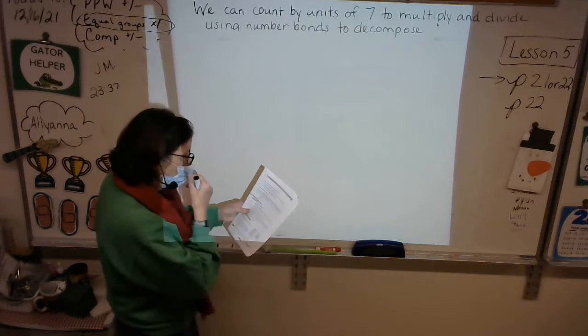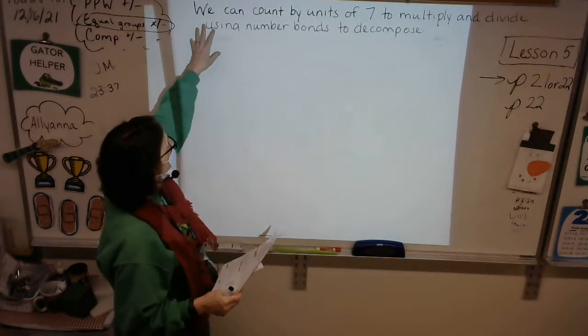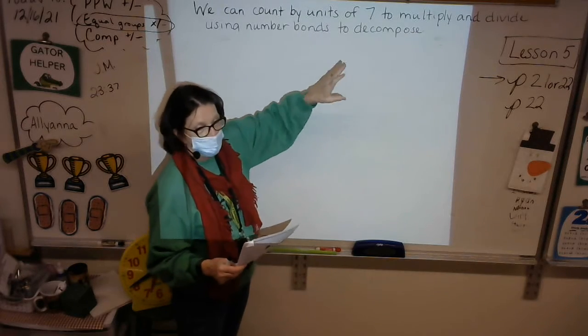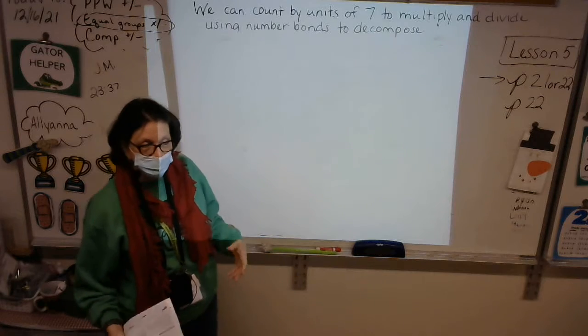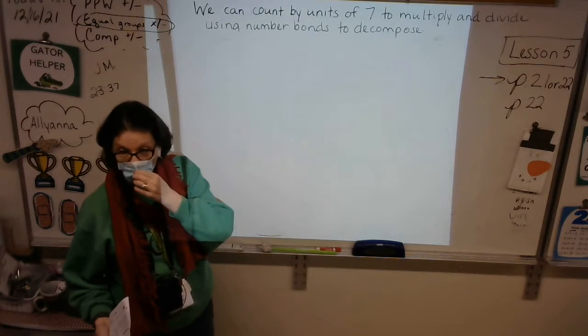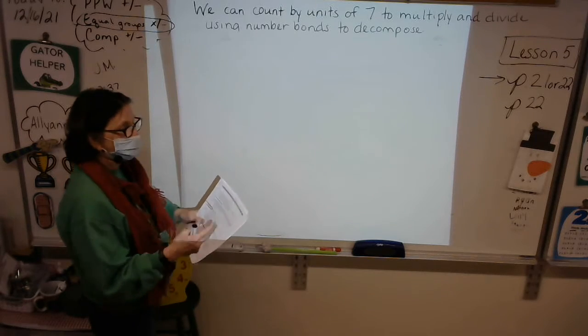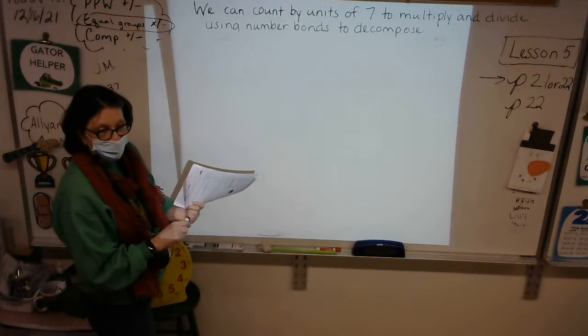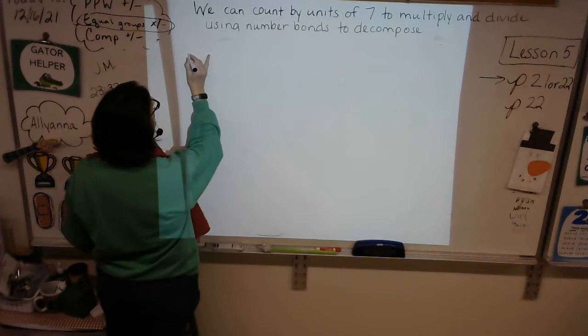Now, what we're going to do right now is we're going to skip count by sevens, because if we look at our learning target, we're going to count by units of 7 to multiply and divide. So the class is going to help me. We're going to skip count by sevens using our song, Frere Jacques. All right, so let's all skip count together. I will write the multiples of 7 on the board as we sing. Okay, boys and girls, 3, 2, 1.